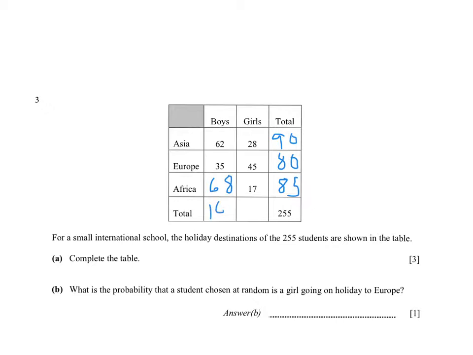Now I can add up my columns, and I get totals. 165 plus 90 equals 255. Table is complete. What is the probability that a student chosen at random is a girl, given she's a girl, that's 90 girls, is going on holiday to Europe? So Europe here. Okay, so this is the outcome, favorable outcomes, 45. And again, it's a student chosen at random. It doesn't say a girl chosen at random. So I didn't really need to look at that girl. So I'm looking at the total, 255. So that answer is just 45 over 255. Simplify the fraction, 9 over 51.